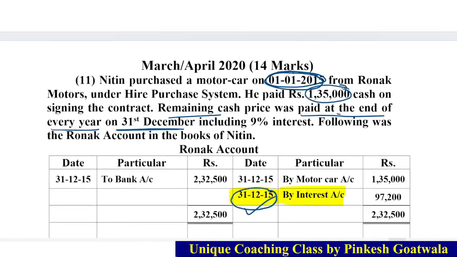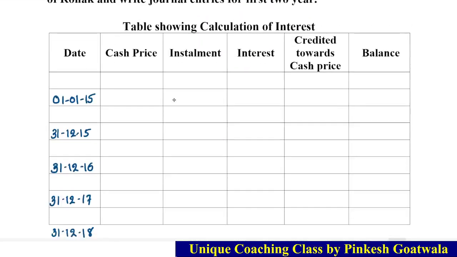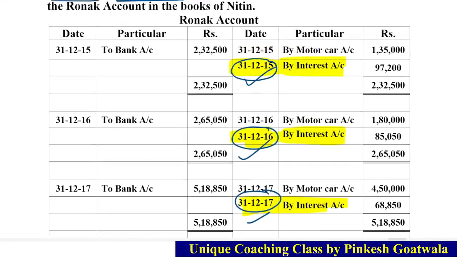Here also cash price is not given, 135 is the down payment. Okay, cash price is not given, down payment is available, that is 135, and we know that here interest will be dash, so here amount comes 135. Now we have a different date interest. Direct date's interest is the same, so let's write that interest here: 97,200 on 15 and 85,050 on 17.